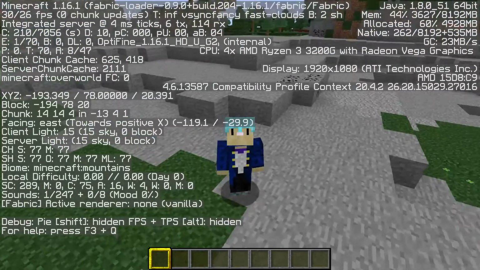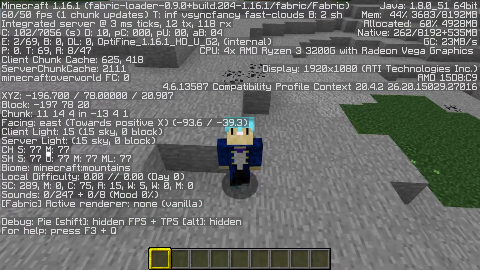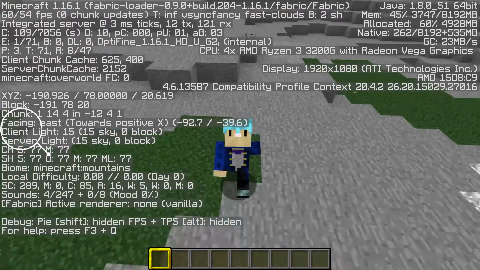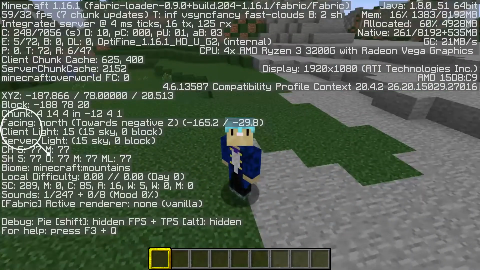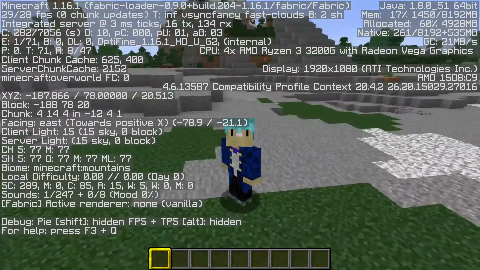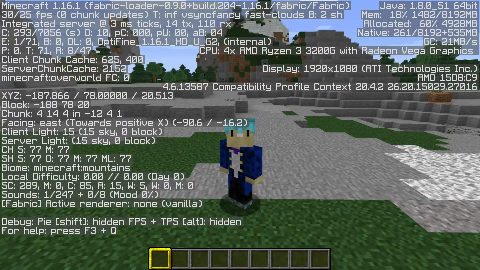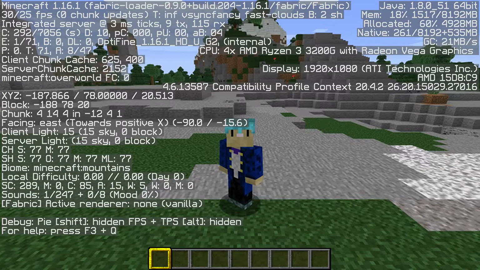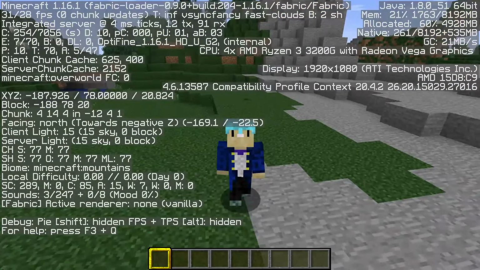And moving down on the left hand side we've got the direction we're facing. In this case we're facing east, and if we turn around it changes: north, west, south and back to east again. So it's very easy to tell which way we're travelling, which makes it very easy to navigate the world.